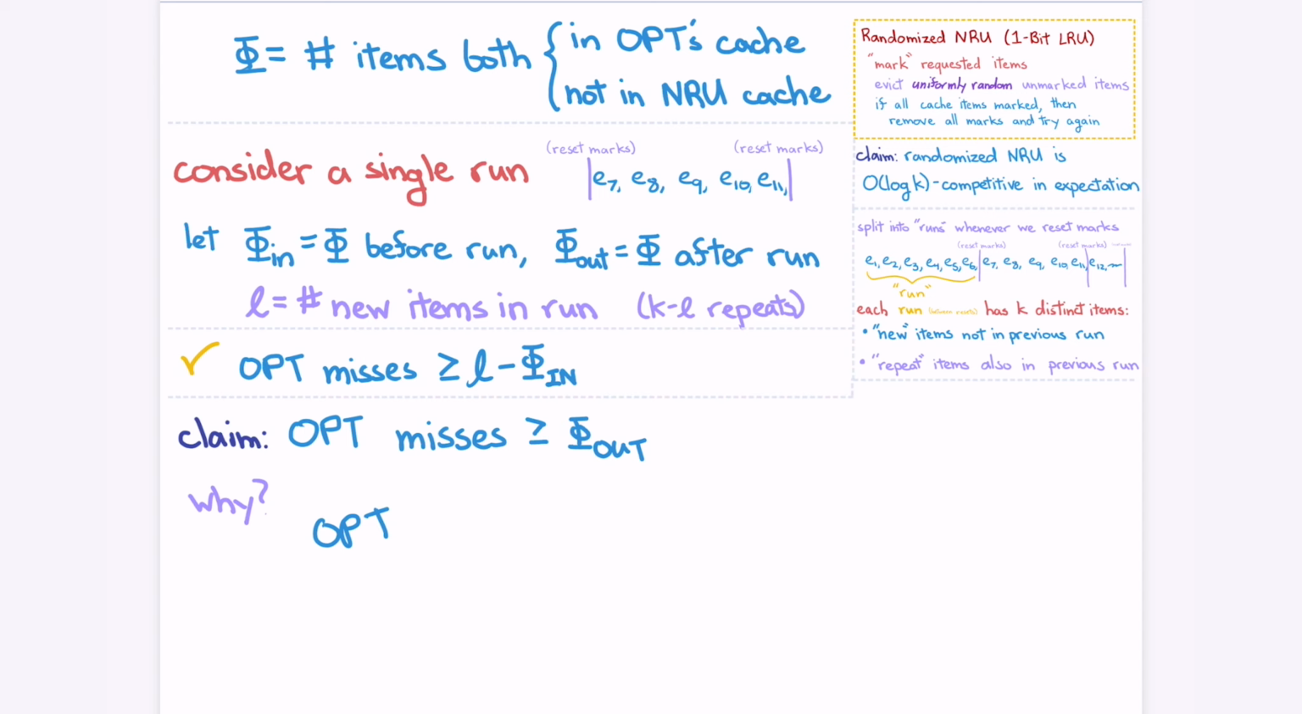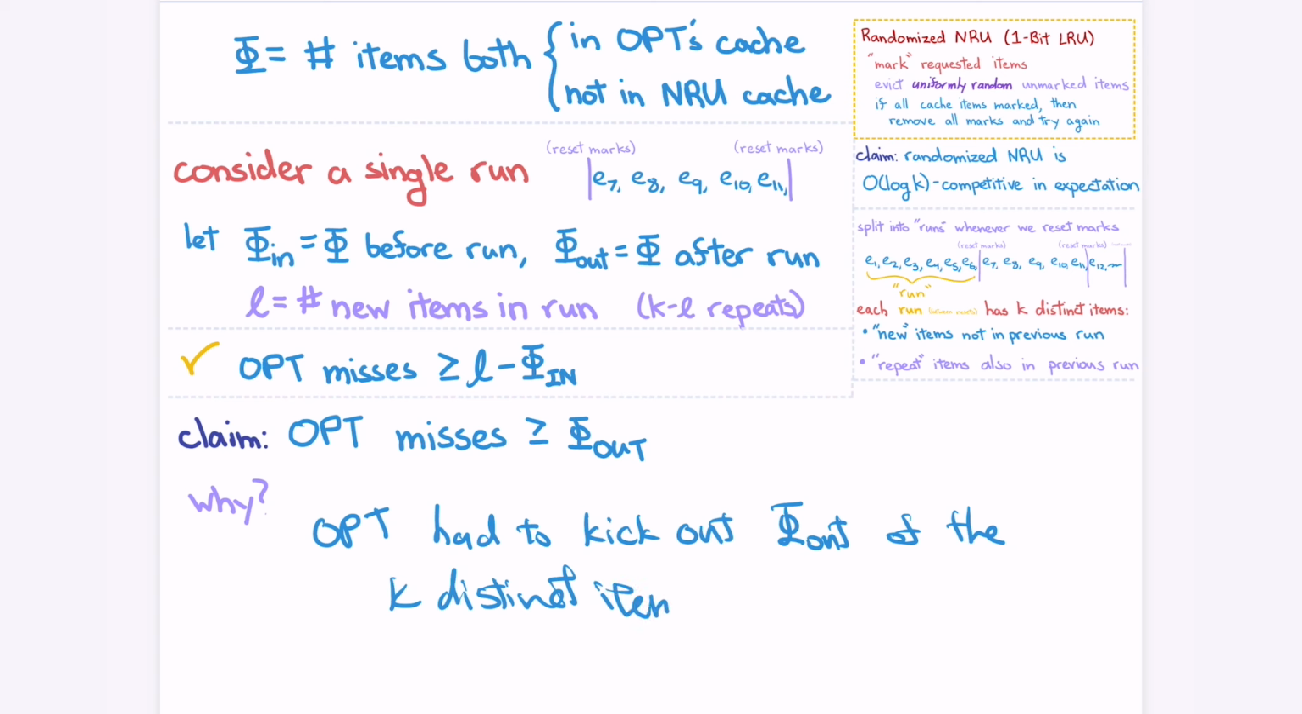Opt can still only play the same game as us, and the only choice you can make in this game is which item to kick out. The item that gets requested is automatically added. So you have to kick out, or evict, phi out of the k distinct items in the run. And each time you kick something out, that means something's missed, because you're only kicking out on a miss. So it's sort of a backwards way of looking at it. Make sense? That one's a little subtle.